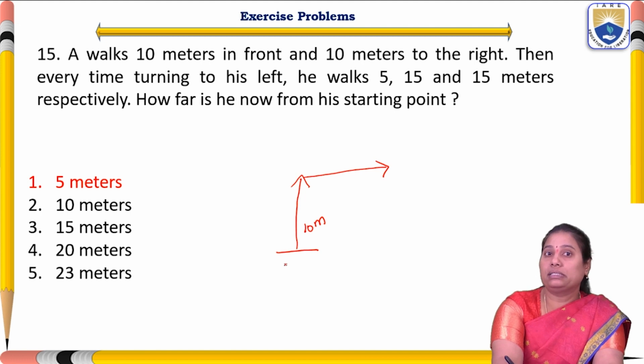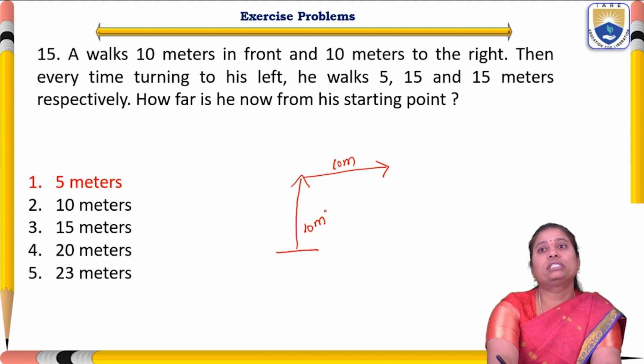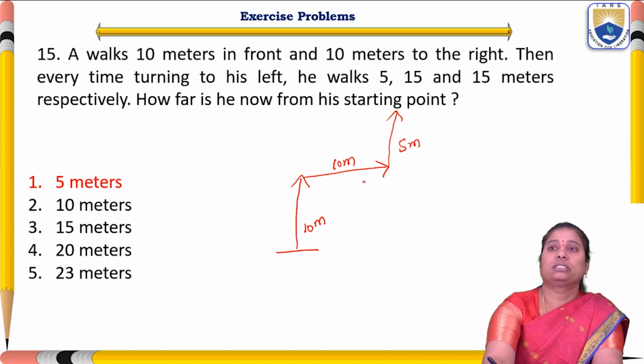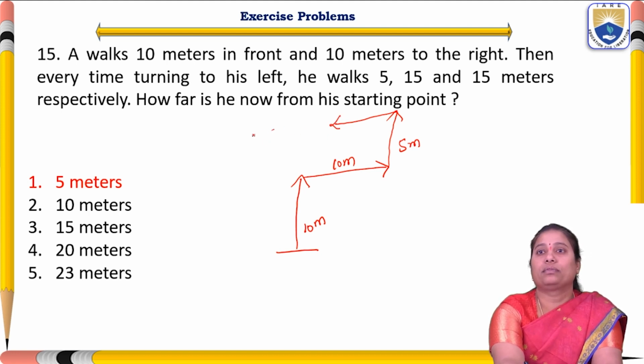While practicing in all the directions, you better try this one. And 10 meters to the right. So that is the second one. Then every time he turns to his left, he walks 5, 15 and 15 meters. So from the east, left means he goes to the north 5 meters. Again from the left means he goes in the west direction, and that is 15.